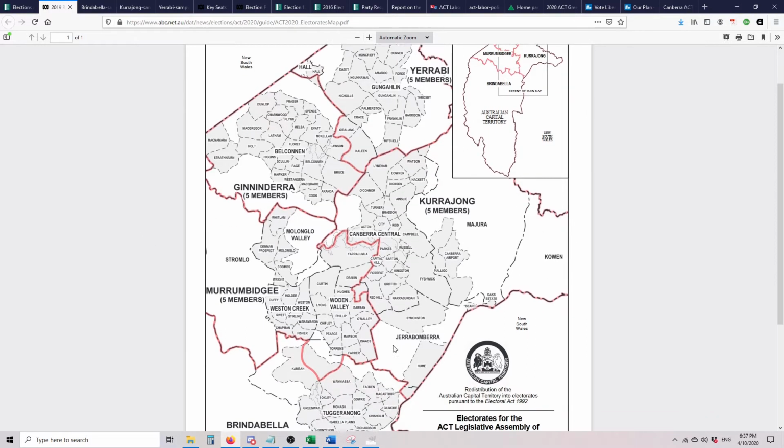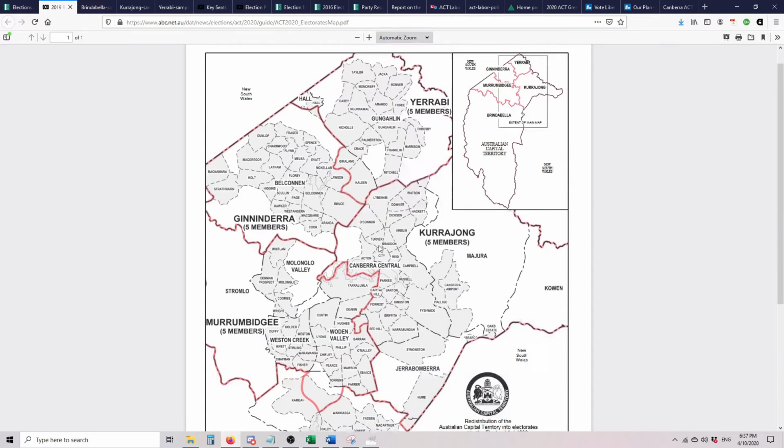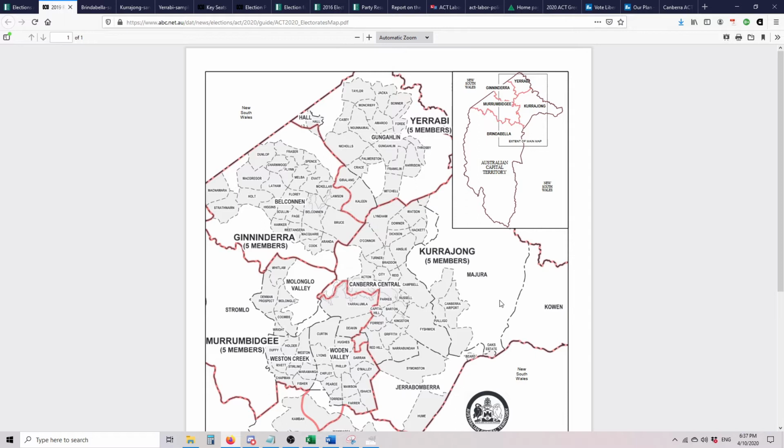We have 5 members in each of the 5 districts, electorates even, and what this means is that most of these electorates will have 2 Liberal and 2 Labor elected, and then the 5th seat will be up for grabs. And most of the time, that 5th seat will go to Labor, Libs, or the Greens. There is one exception to this in Kurrajong, which is this electorate here. Instead of being 2 Liberal, 2 Labor, and the 5th seat going to one of the 3, we've got 2 Labor, 1 Greens, and 1 Liberal, with the 5th seat going to one of the 3.